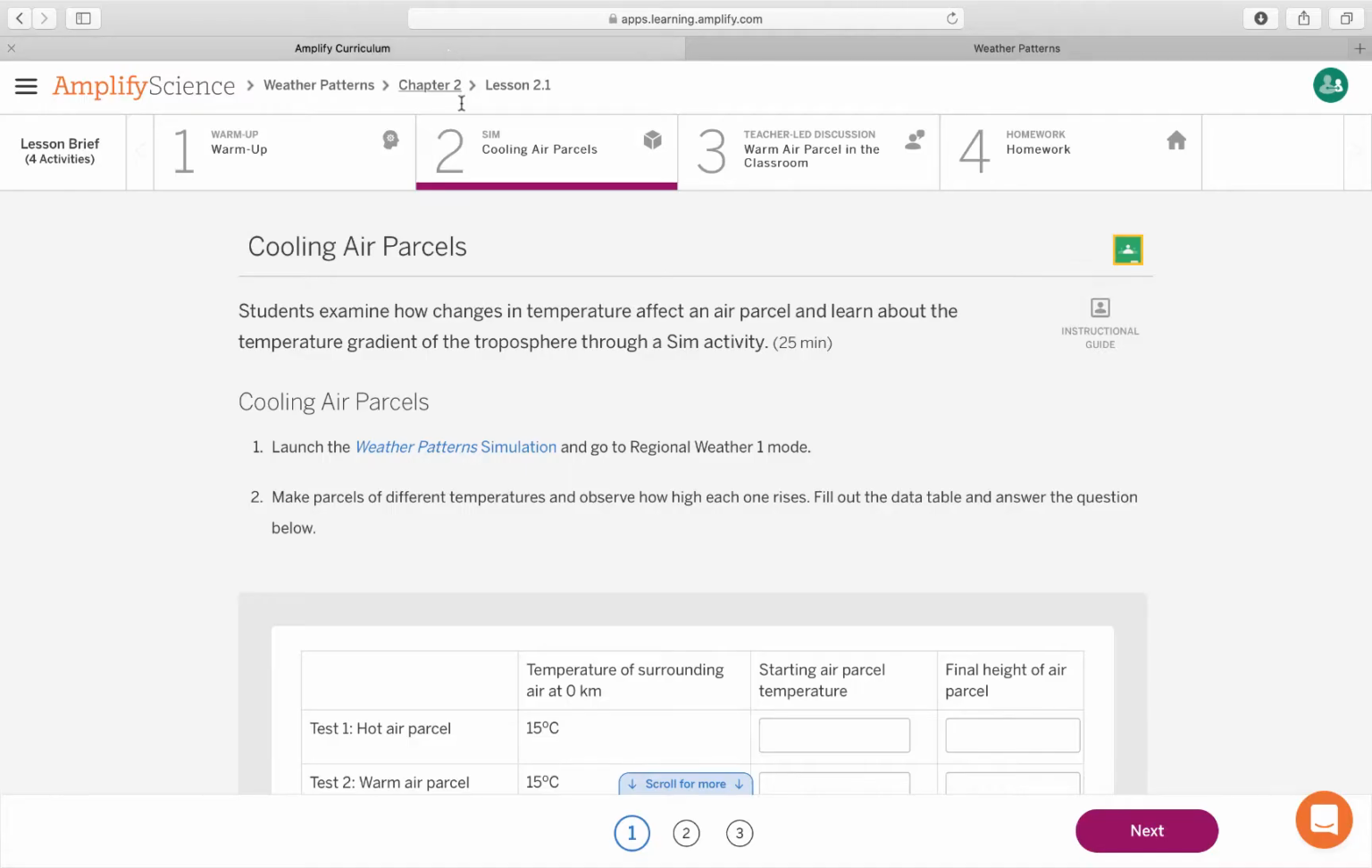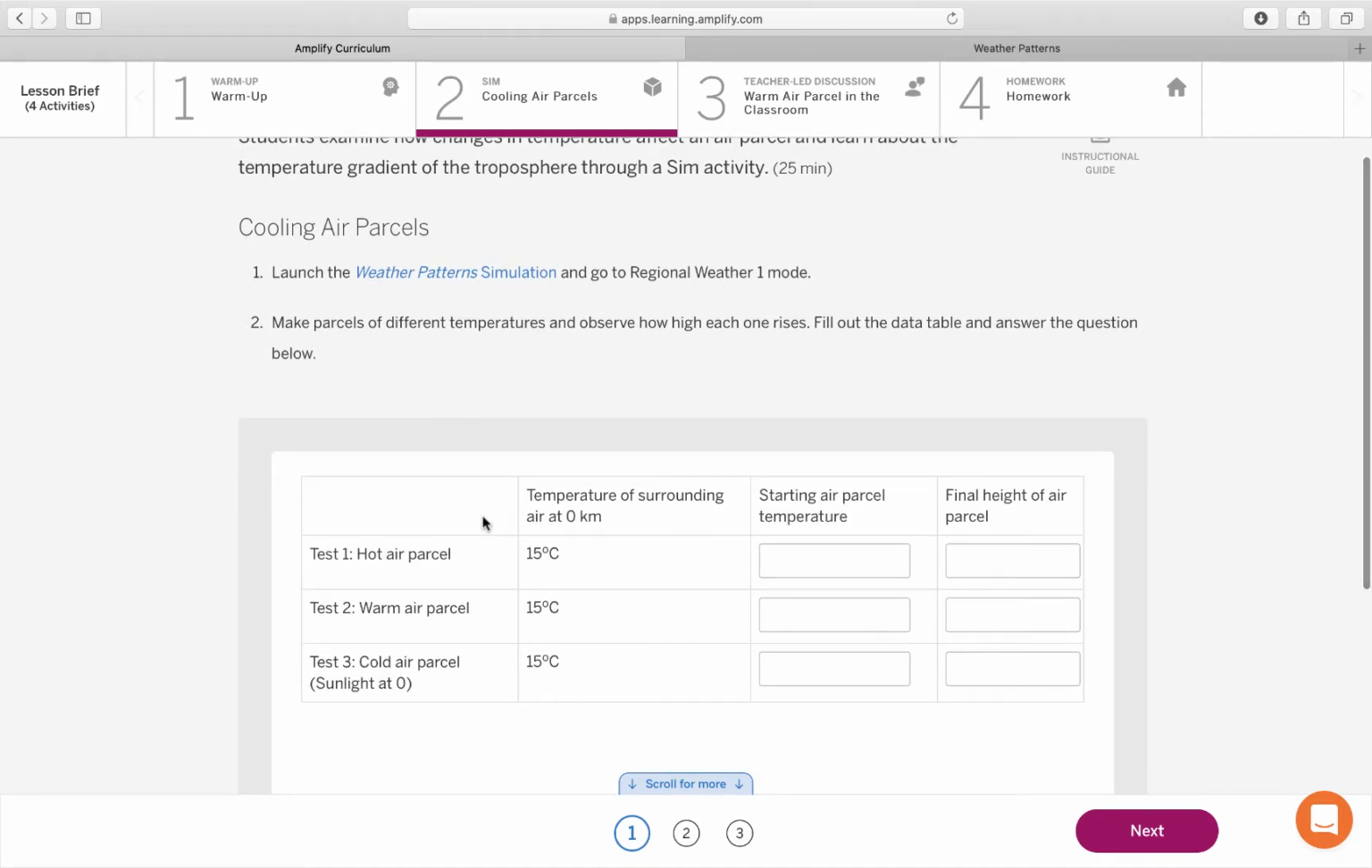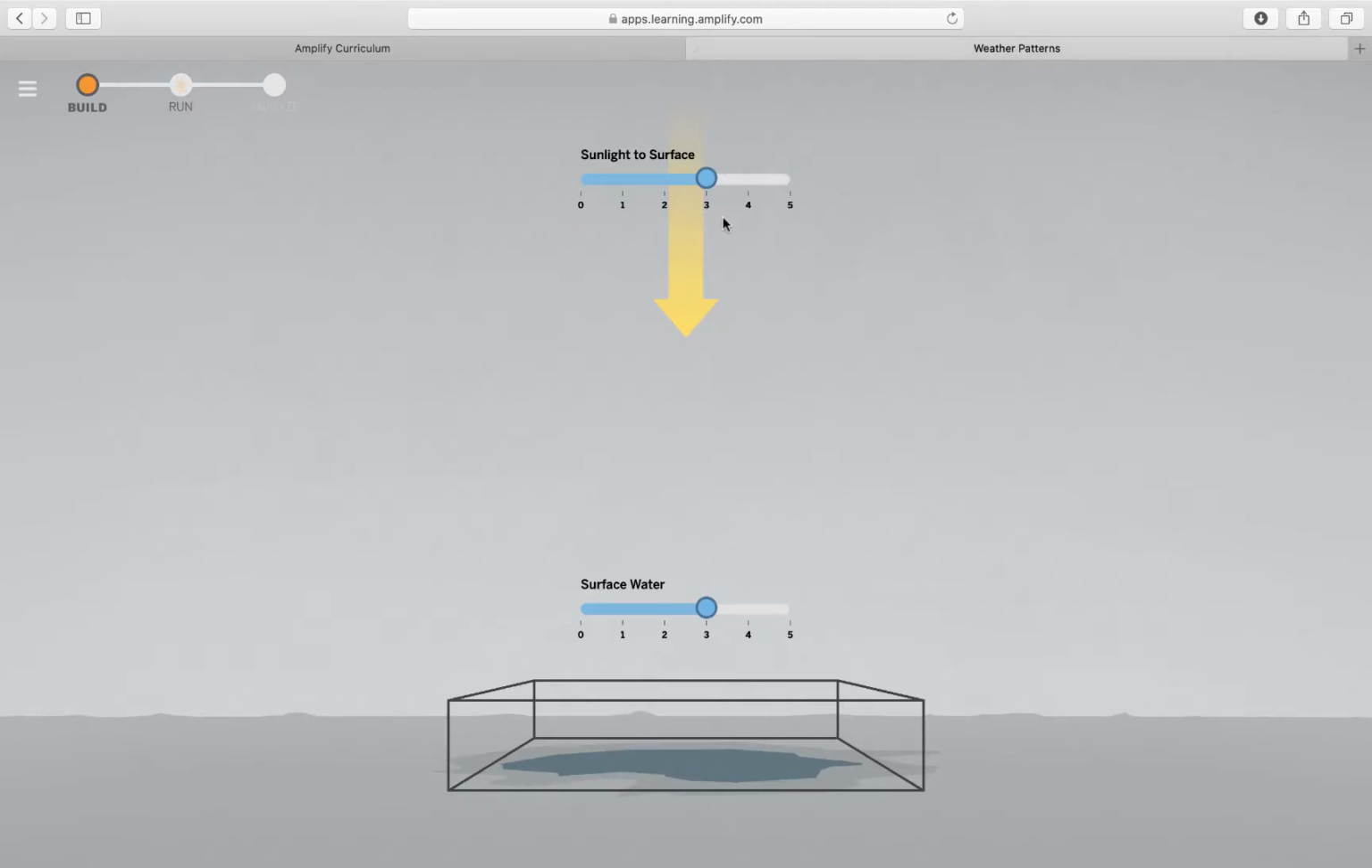Now, if you go back to your data table down here, you can see for test 1, we need to make a hot air parcel. We need to make the air parcel really, really warm. So to do that, if we think back to oceans, atmosphere, and climate, we learned that the more energy that is absorbed by the surface from the sun, the warmer it's going to get.